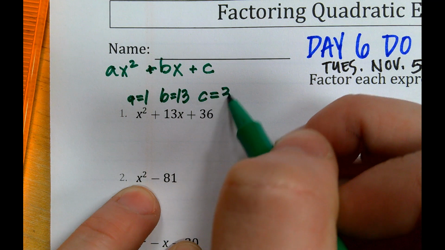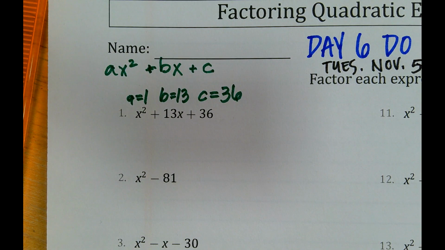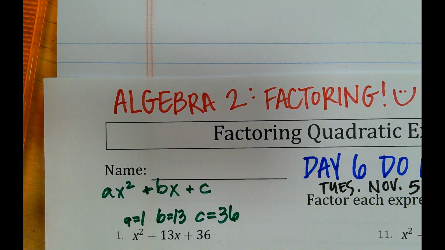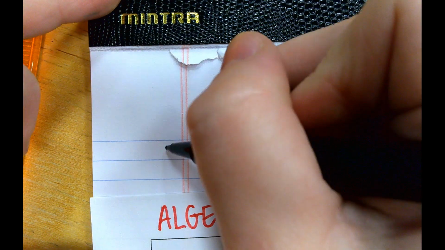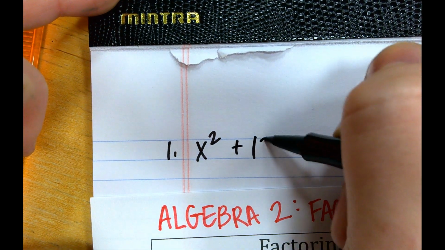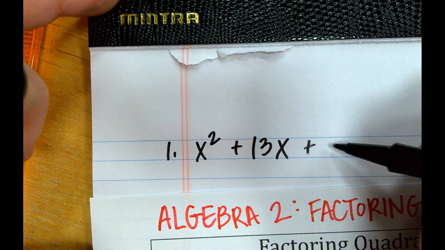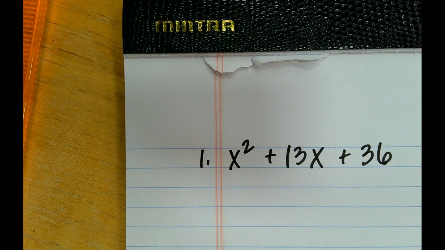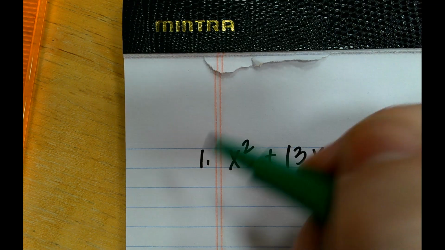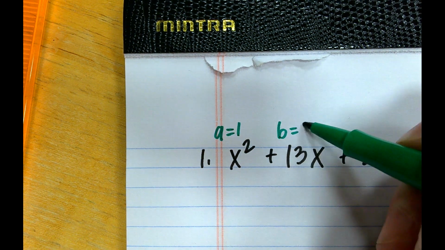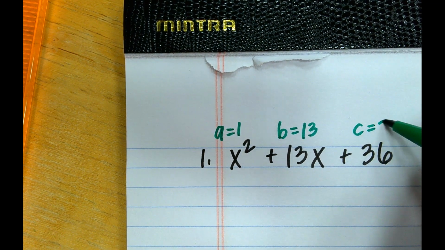My c is 36. Now, I just realized I'm probably going to run out of room here, so I'm going to rewrite this problem on my page below because I like to write a little bigger. My problem was x squared plus 13x plus 36. Okay. And I'll rewrite my a, b, c: a is 1, b is 13, c is 36.